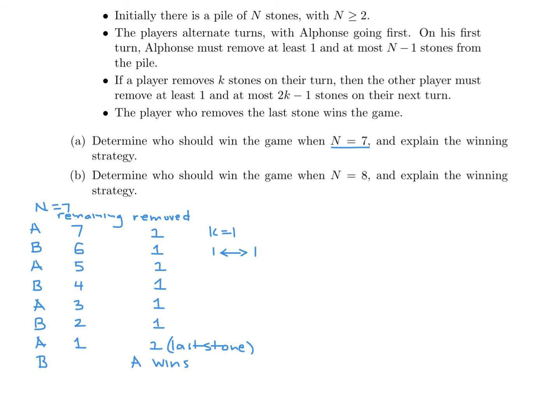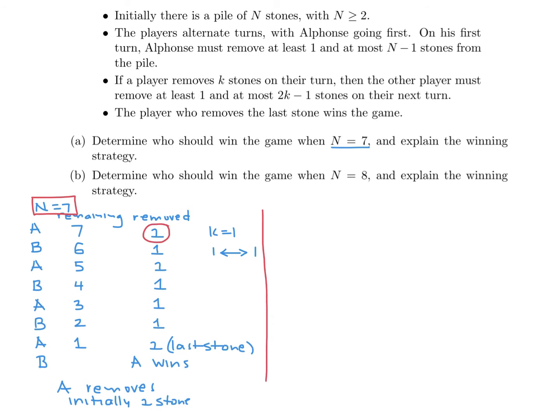And in summary, the strategy is that Alphonse removes initially 1 stone. Once he does that, everything is going to be fixed for Beryl. She'll be trapped, and she can only remove 1. And then Alphonse just continues to remove 1 because he's got control now. And also Alphonse has no choice but to remove 1 anyway. He can't remove 2 or 3. So once he makes this first initial move, he's guaranteed to win, as long as n is equal to 7. I mean, this was only for n equals 7.